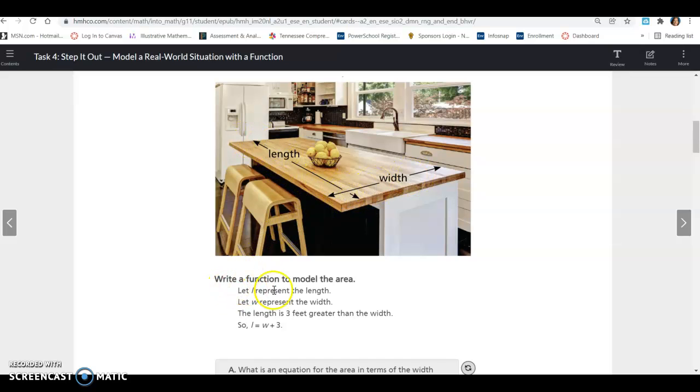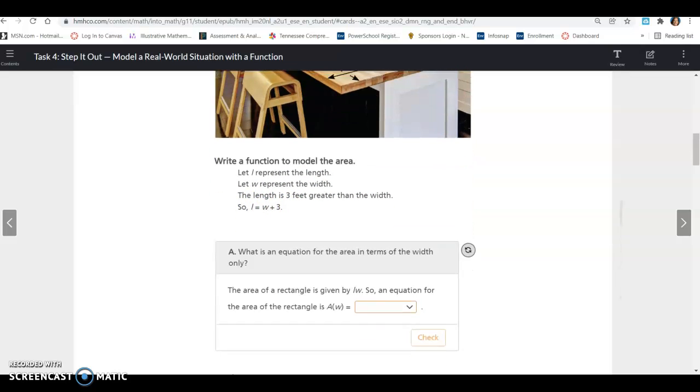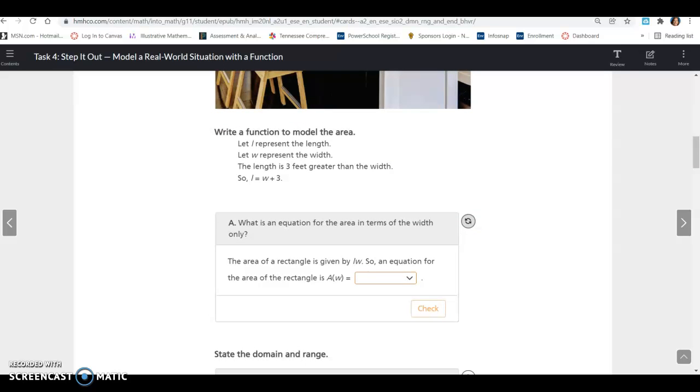So it says write a function to model the area. Let L represent the length and let W represent the width. The length is 3 greater than the width, so we can write that as length equals the width plus 3. All right, so you know that length times width is going to be your area, and length times width would be W times W plus 3.